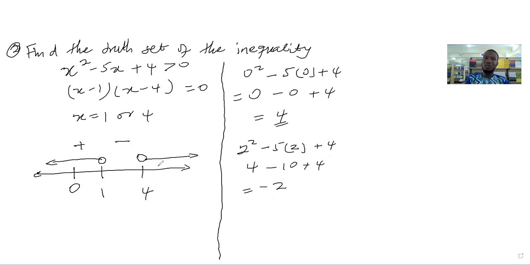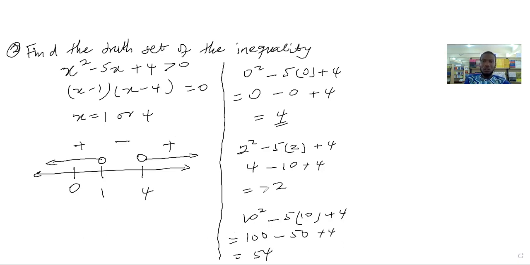Then I choose one number within the range of numbers greater than 4. So I will choose 5, or maybe let me choose 10. 10 is also greater than 4. So 10 squared minus 5 times 10, then plus 4. So 10 squared is 100 minus 50 plus 4. So 100 minus 50 is 50, plus 4 is 54, which is positive. So we have positive in this range too.